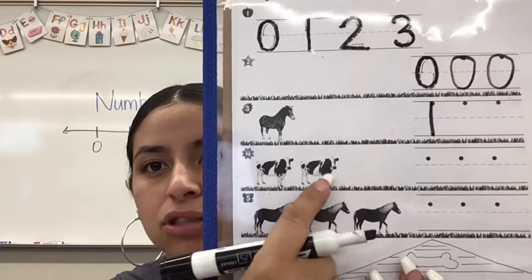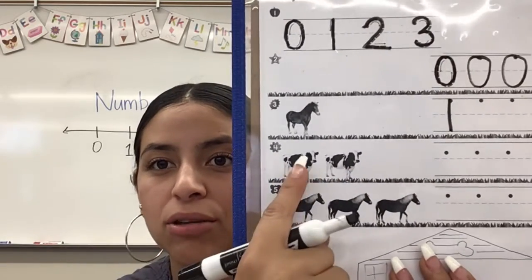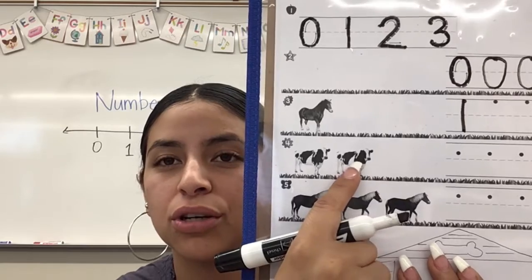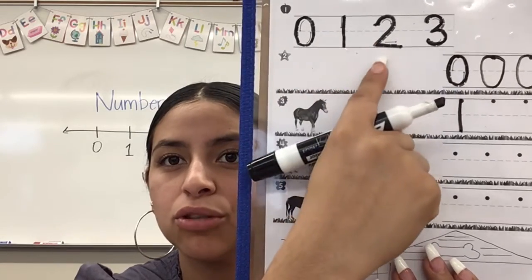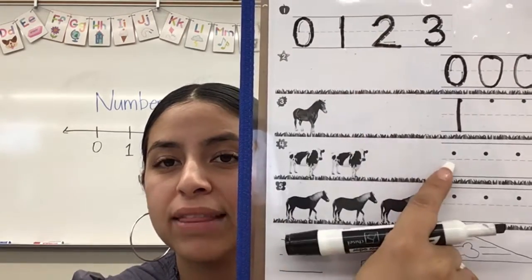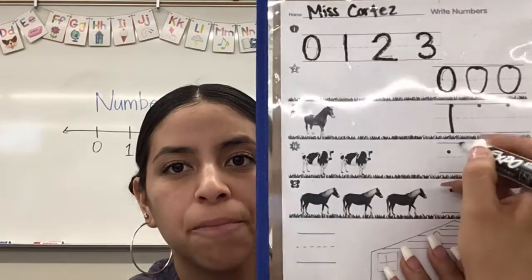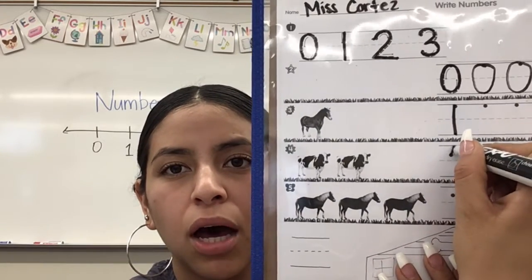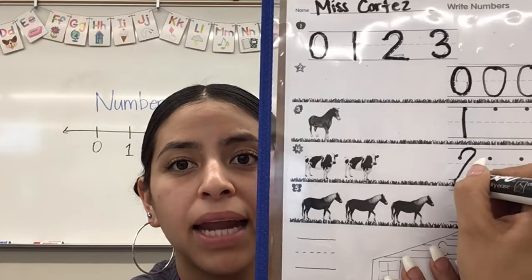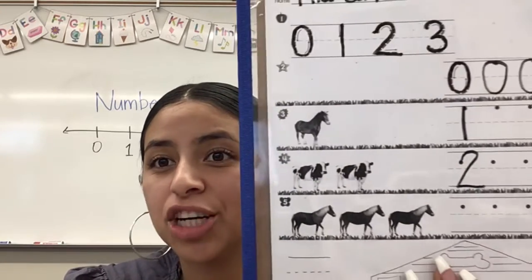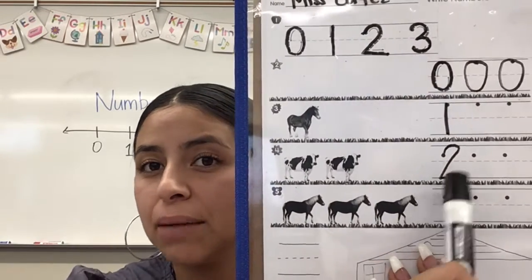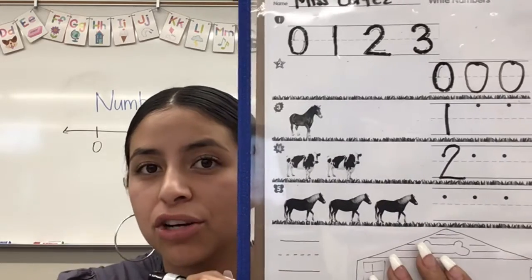How many cows do you see on number 4? How many cows are there? 1, 2. So then we're going to go up here, find your number 2. Oh, there it is. And you're going to write that number right here. We're going to start on the dot. We're going to go up, down to the bottom line, and back. That is our number 2. And you're going to do the same thing. You're going to practice 2 more times on your line.